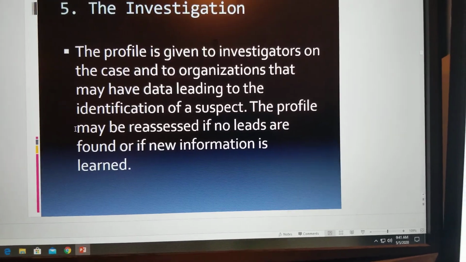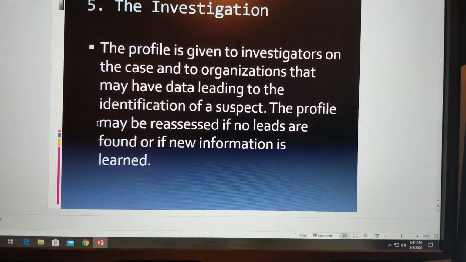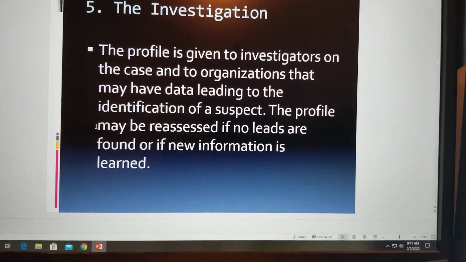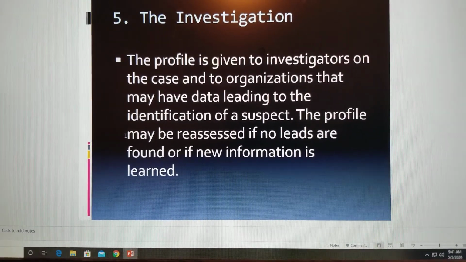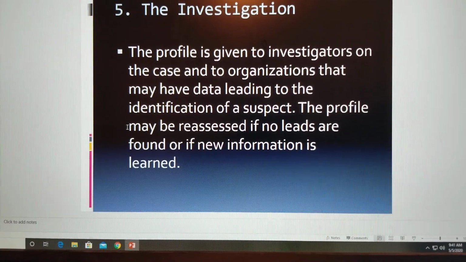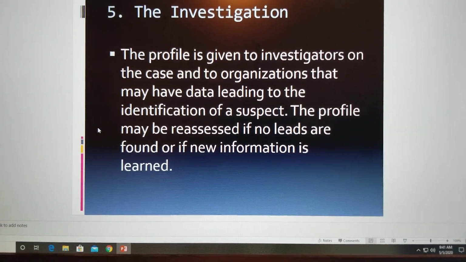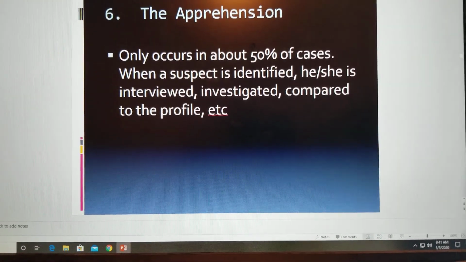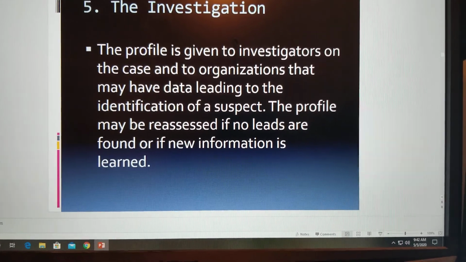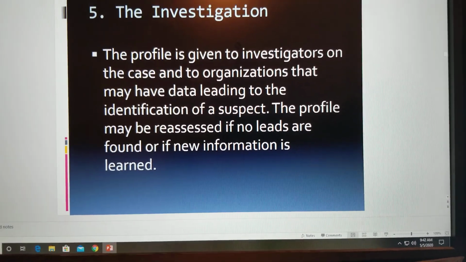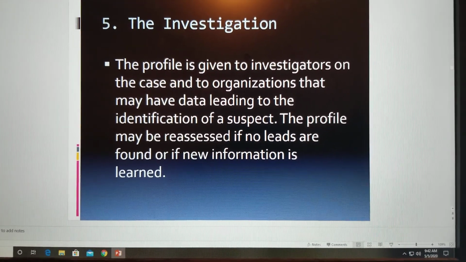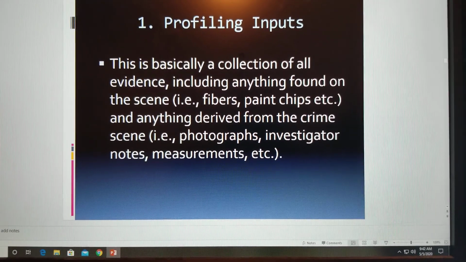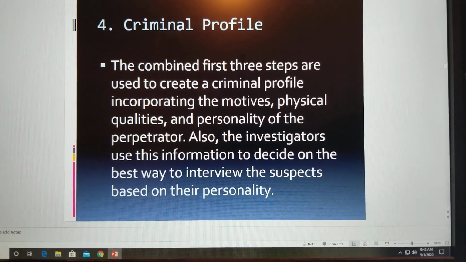Then off they go on that investigation, based on what that profile is. If it is a white Caucasian male between his 20s and 30s, out for control, seeking women, it can give them an idea of what they're looking for. And then hopefully they can catch them. But if there are no good leads in this investigation process, then they have to go back to step 1 and look back at the evidence and start over to create a new profile.